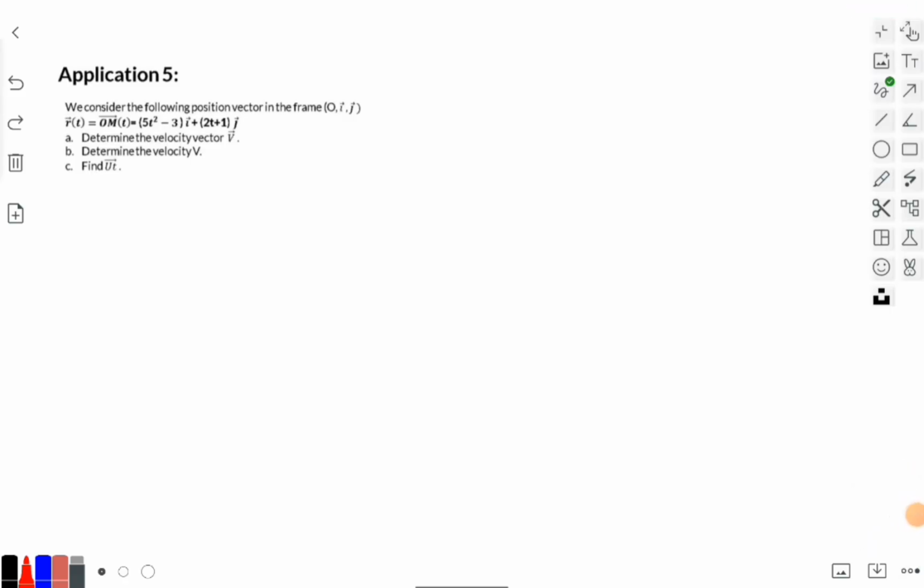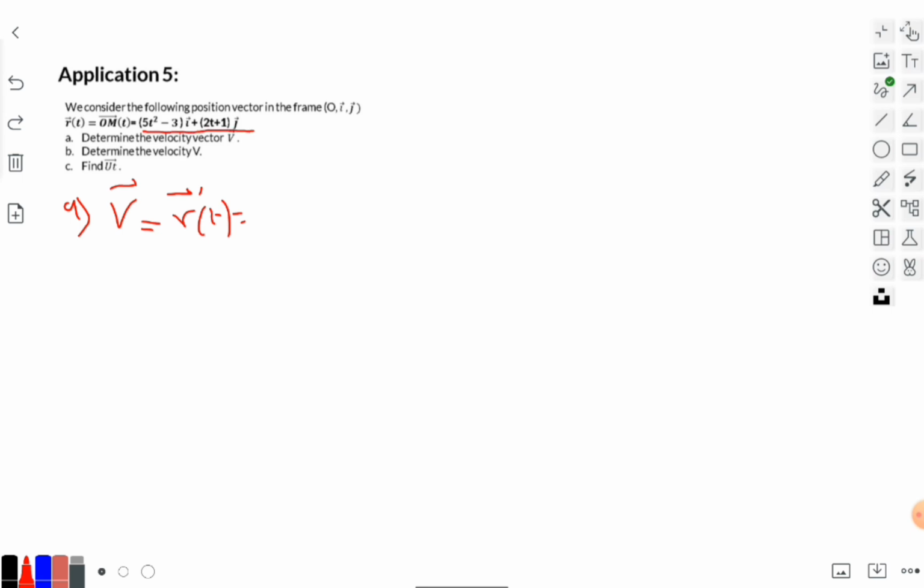Application 5. We consider the following position vector in the frame OIJ. R(t) equal OM(t) equal (5t square minus 3) i plus (2t plus 1) j. Part A. Determine the velocity vector V vector. V vector is equal to R prime(t). So it's equal to the derivative of this quantity.